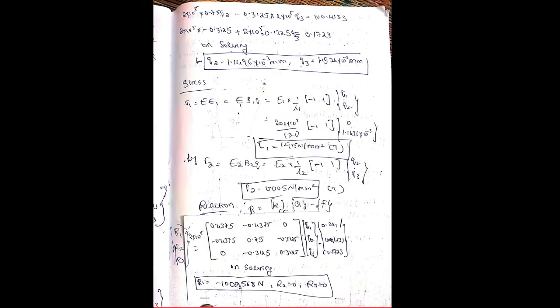All of you note down the answers. Q2 will be 1.1496 times 10 raised to minus 3. Q3 will be 1.15 times 10 raised to minus 3. And finally, you have to calculate stress and reaction. Sigma 1 is 1.915. Sigma 2 is 0.005. Both are positive because of tension. And R1 is 1000. R2 and R3 become 0 in reaction. So this is the final answer.